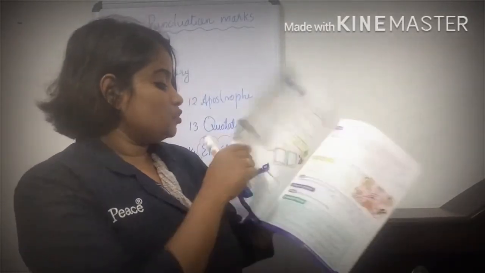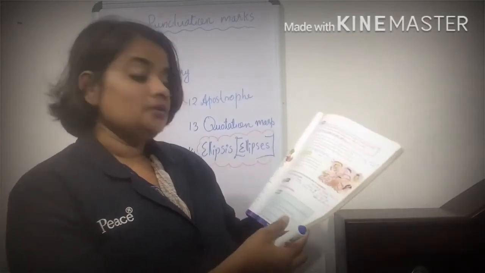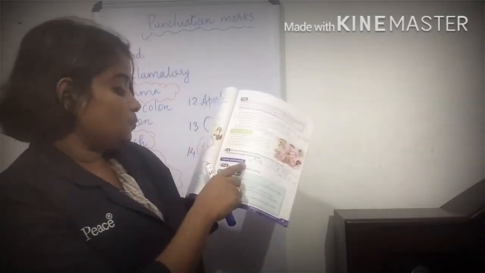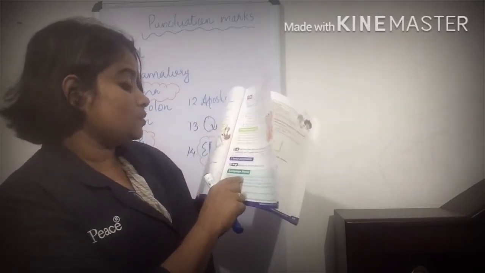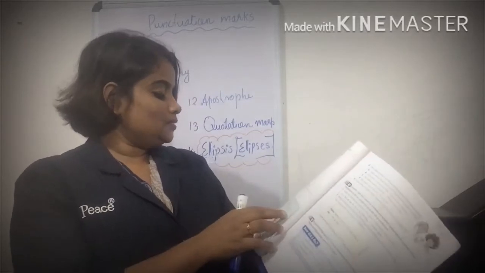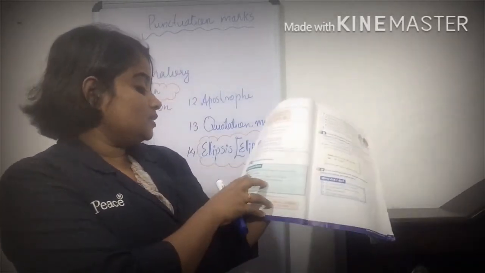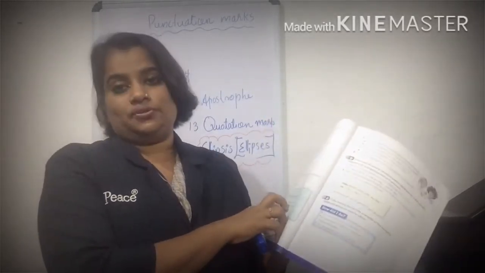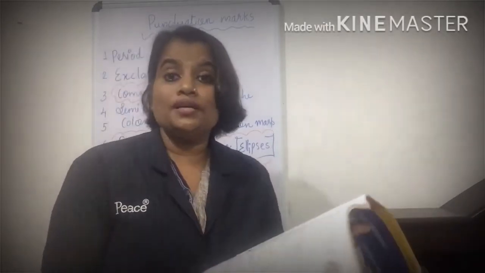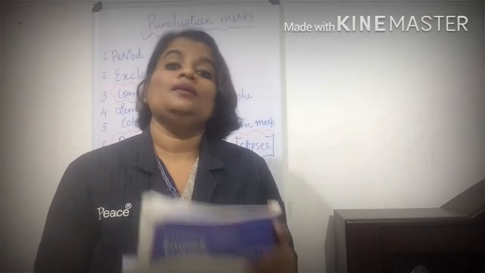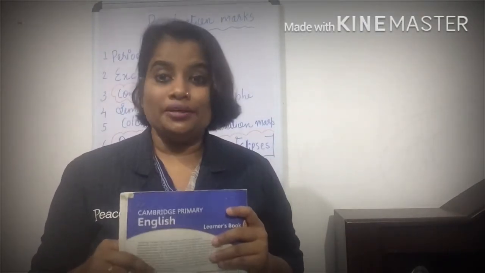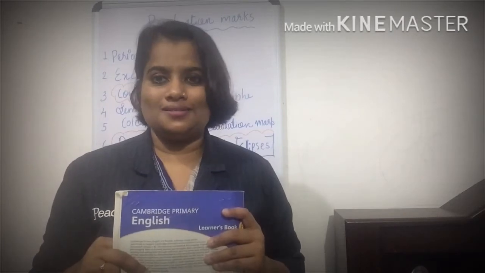Okay, the next one is page number 61 in your textbook. You can see useful punctuations, pairs of brackets, dashes or commas. The next one is page number 62. You can see the hyphen and dashes. Based on this, I'm going to explain today's punctuation marks. I hope you are ready to listen to the class.